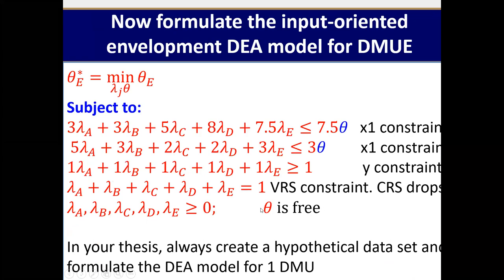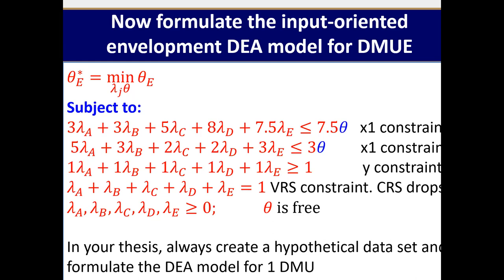Now, anytime theta is free, as you can see here, then you are telling it that it should tell you the returns to scale for each firm. So this will tell you whether they are operating under constant returns or variable returns to scale. Get it?